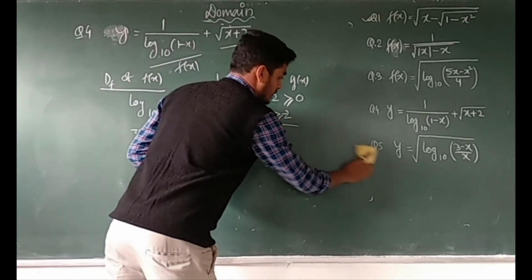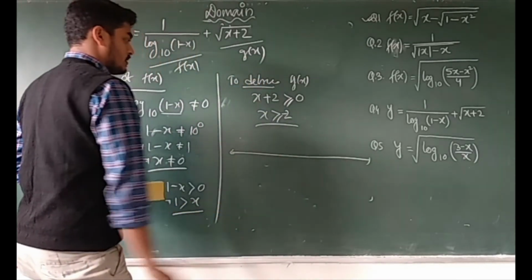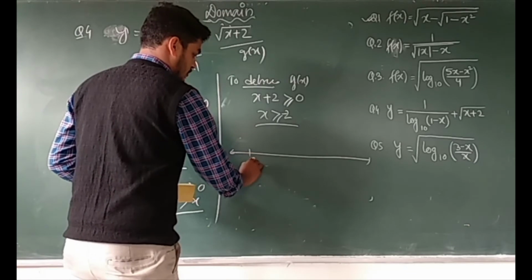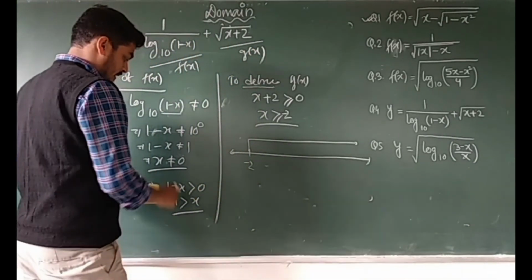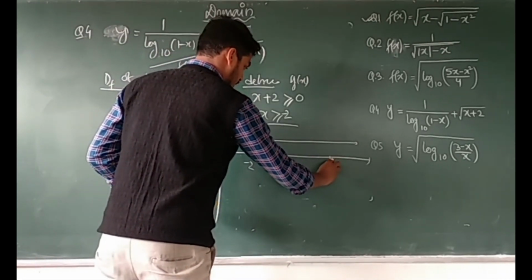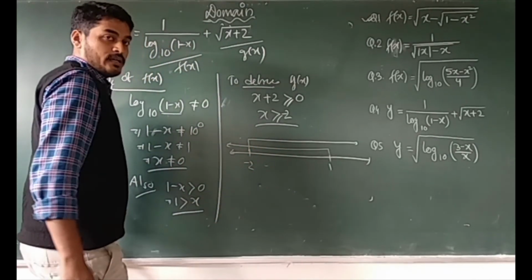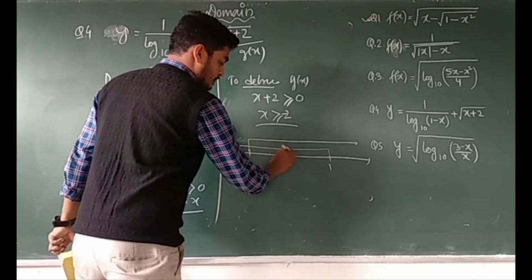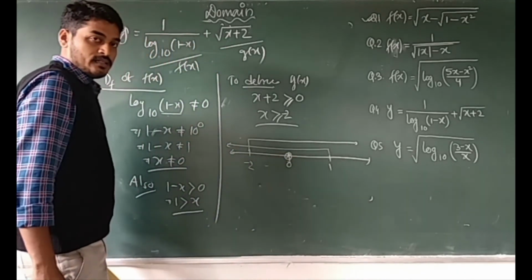So let us summarize this. How can we write down the answer? The answer will be like that: x greater than or equal to minus 2. Suppose minus 2 is here. And here what is given? X is less than 1. Suppose 1 is here, x is less than 1. Okay, but 0 should not be here. Suppose this one is 0, 0 should not be here.